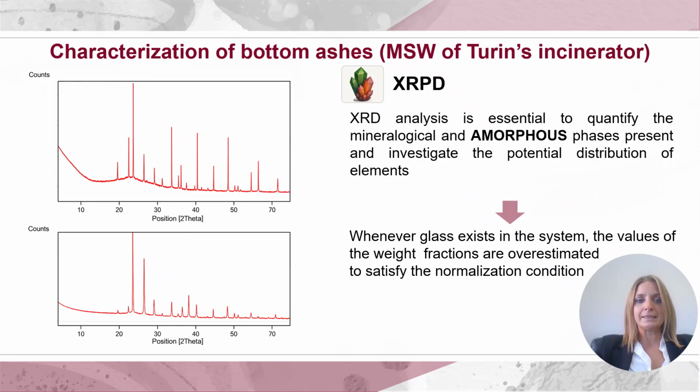So, in this way, we have to correct our analysis, because if we don't take into account amorphous parts, the crystalline percentages are often overestimated. So, we need another way to quantify the amorphous phase and correct the percentages of the crystalline phases.